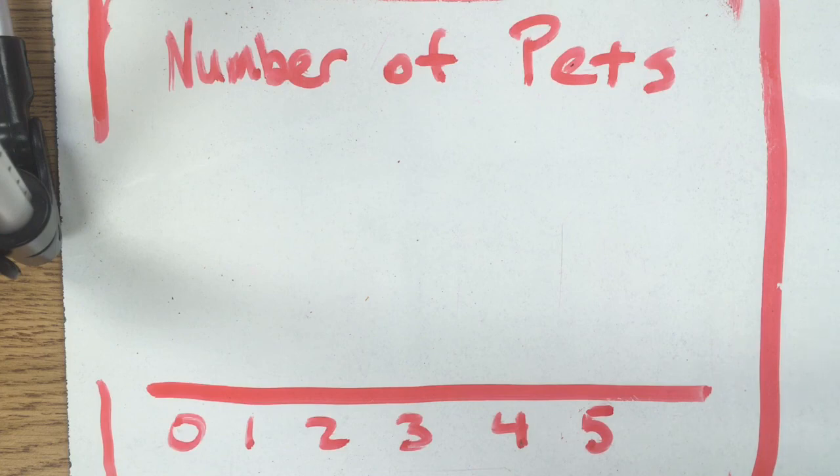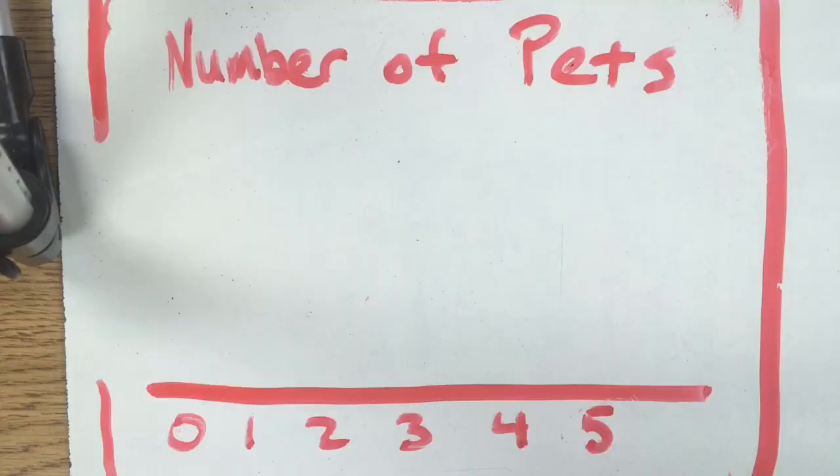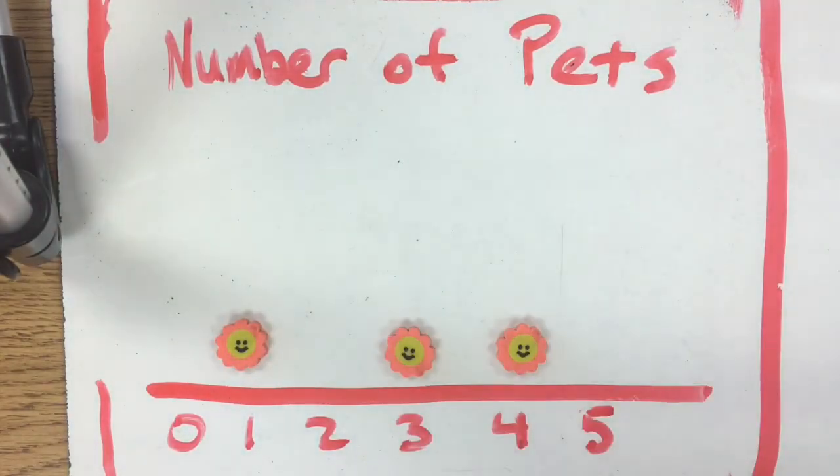So just to review dot plots real quick, let's pretend that these little smiley face erasers are students. Each one represents a student. So I give everyone one of these smiley face erasers and I say, how many pets do you have? And over here I have a graph that shows 0, 1, 2, 3, 4, 5, and I say, put your dot above how many pets you have. So students can go in and they can just place their dots.